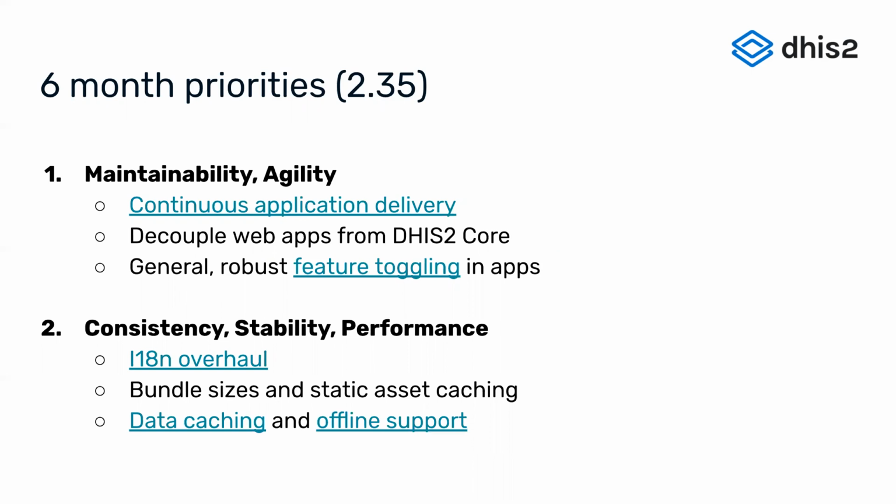That's not going to come to all applications at the same time, but we're hoping to get the main functionality into 235 to be able to leverage that and leverage these tools across our workflows. Second is going to be decoupling the web apps from DHIS2 core, which is, as I mentioned, specifically for core applications, making the releases independent of the core releases.